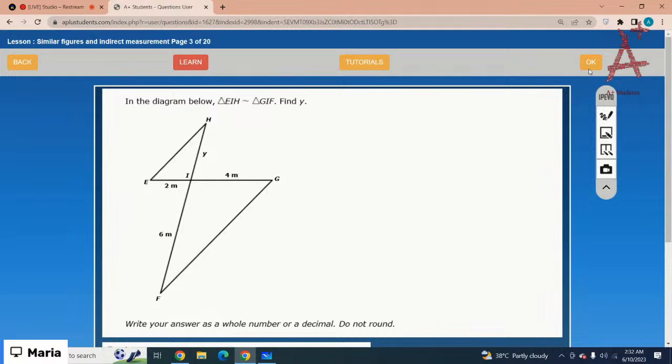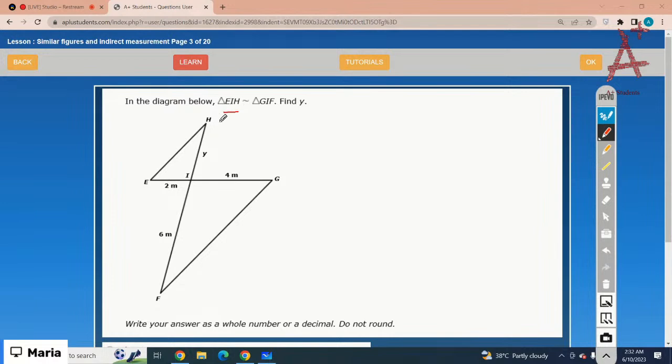Okay, in the diagram below, triangle EIH is perpendicular to GIF. Got it? Here is the triangle. Without drawing, it is very difficult to understand them. EI and H. Got it? EI is 2 meters because GIF is upside down, isn't it? So GI and F. GI is 4 and IF is 6.